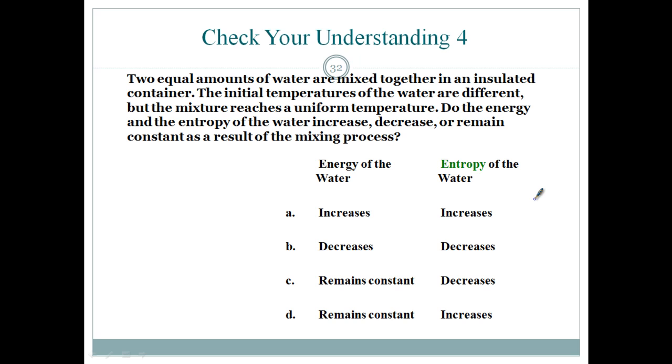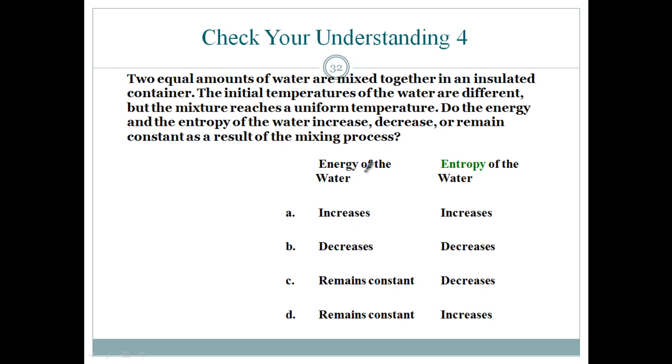Quick little multiple choice. Two equal amounts of water are mixed together in an insulated container. The initial temperatures of the water are different, but the mixture reaches a uniform temperature. Do the energy and entropy of the water increase, decrease, or remain constant as a result of the mixing process? So A, both increase. B, both decrease. C, energy of the water remains constant, entropy decreases. Or D, the energy of the water remains constant, and the entropy increases.